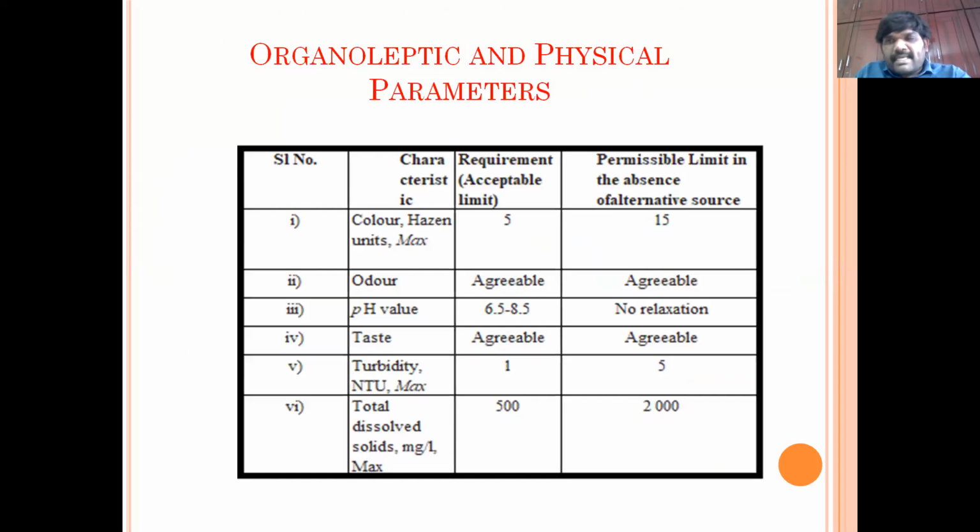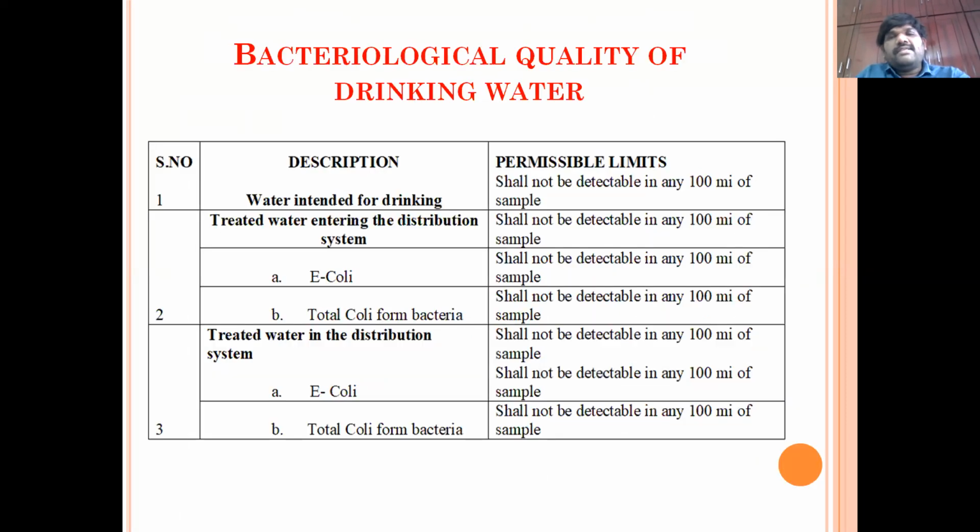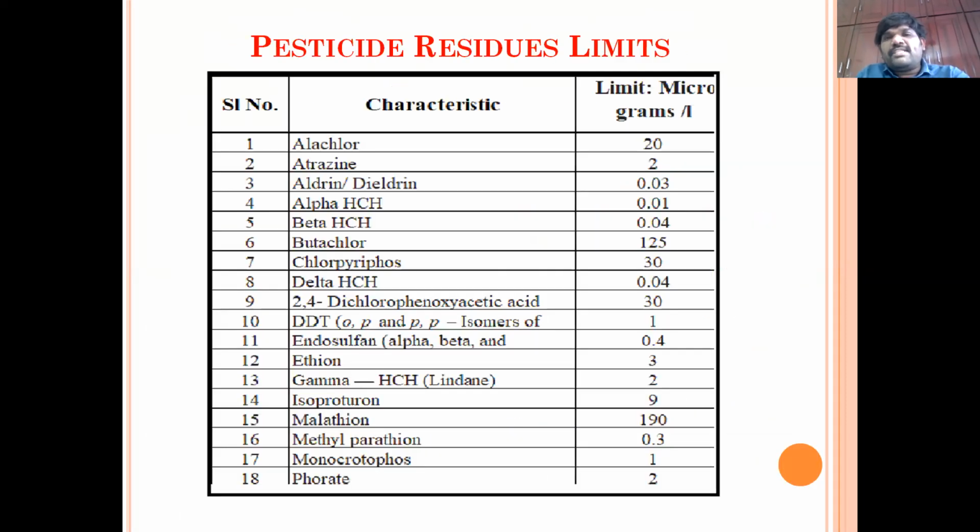So far we have discussed physical parameters, general parameters or other chemical parameters, bacteriological parameters, and radioactive materials, and the next one is pesticide residues limits. Alachlor 20 micrograms per liter, atrazine 2 micrograms per liter, aldrin or dieldrin 0.03, alpha HCH 0.01 micrograms per liter, beta HCH 0.04 micrograms per liter, butachlor 125 micrograms per liter, chlorpyrifos 30 micrograms per liter, delta HCH 0.04, 2,4-dichlorophenoxyacetic acid 30 micrograms per liter, DDT 1 microgram per liter, endosulfan as alpha, beta, and ethion.